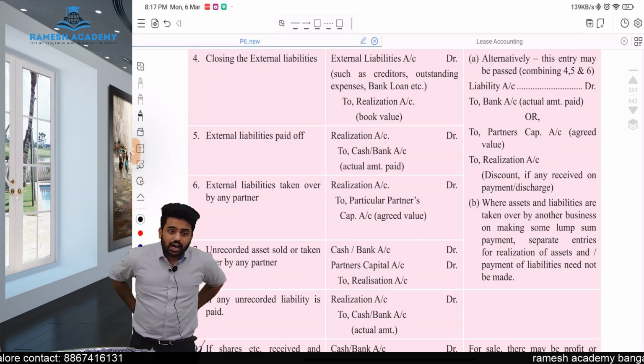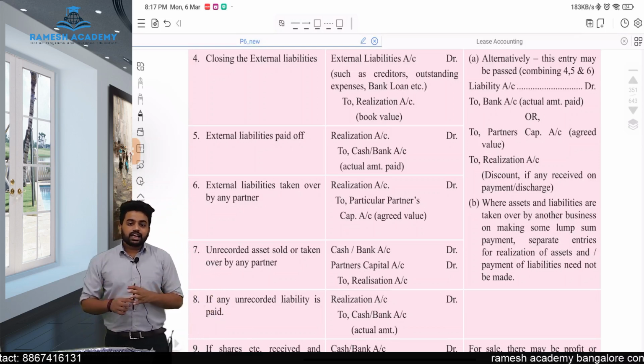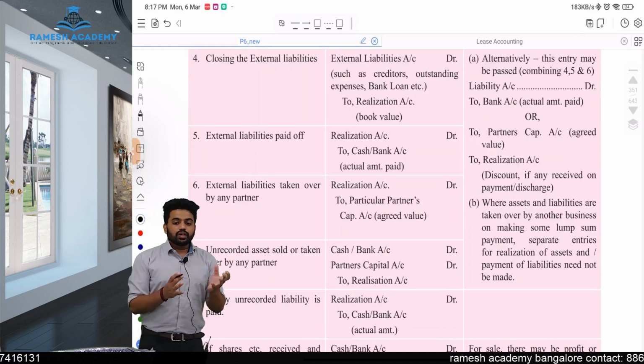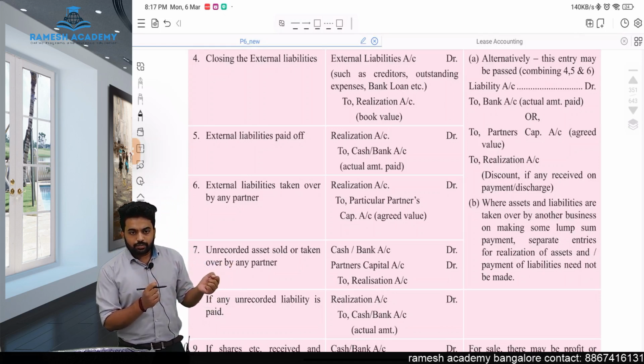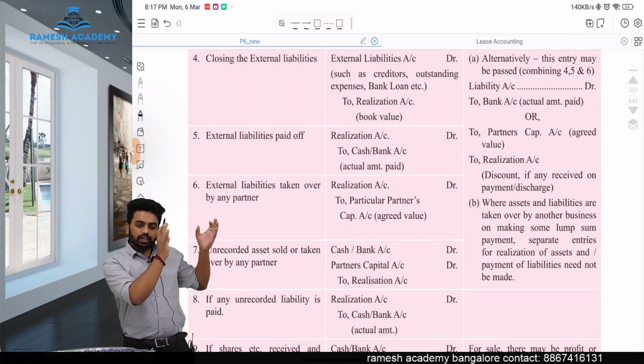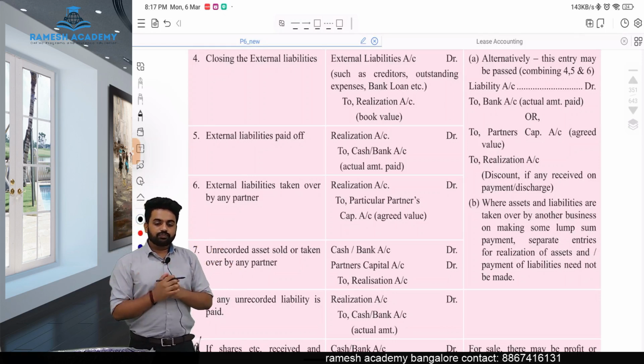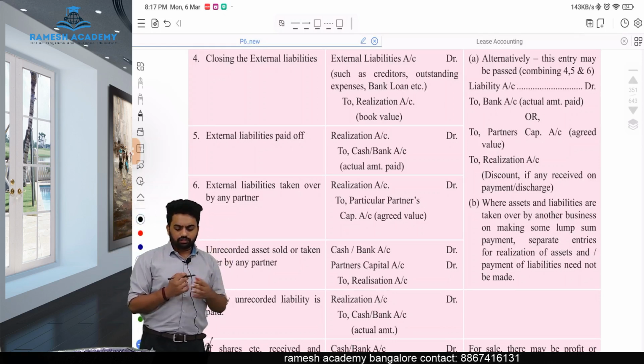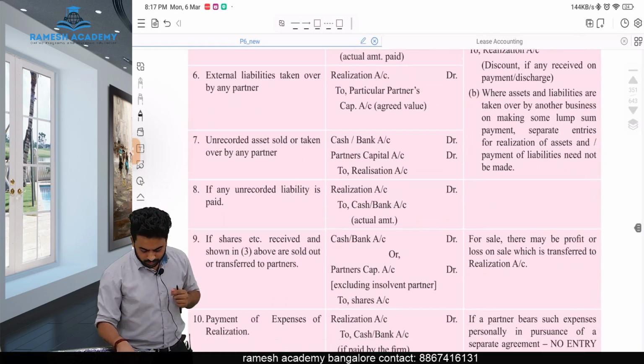If there is an unrecorded liability, a certain liability which is unrecorded, how are you going to do that? The simple entry will be realization account debit to bank account. If a partner takes it over, instead of the bank account, the partner's name will come.